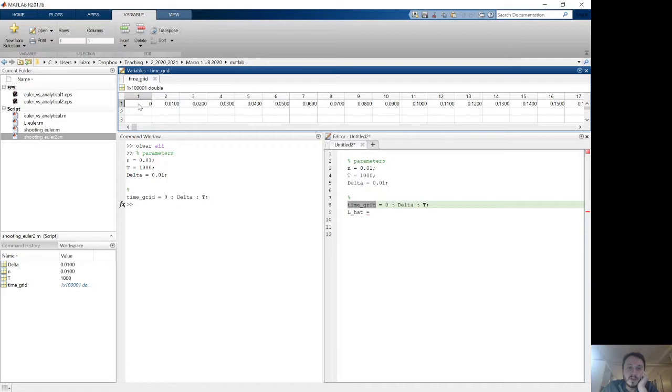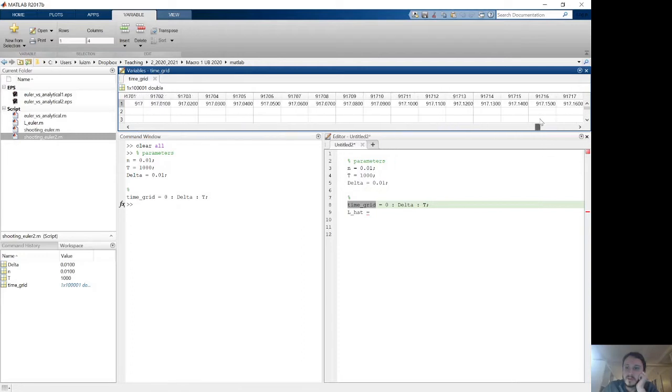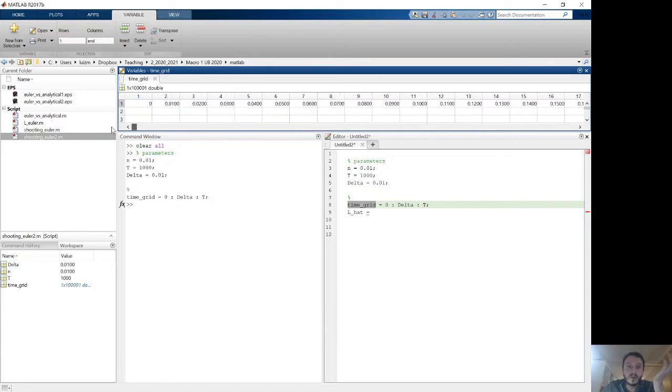So time grid is a vector that has one row, and a lot of columns. Actually, it has 100,001 columns. The first entry is 0, then 0.01, 0.02, 0.03, etc. If I go to the end of this vector, the last entry is 1000. Okay, so this vector is the time grid. It's a grid with all the time values. Okay, the first time period is 0, the second time period is 0.01.